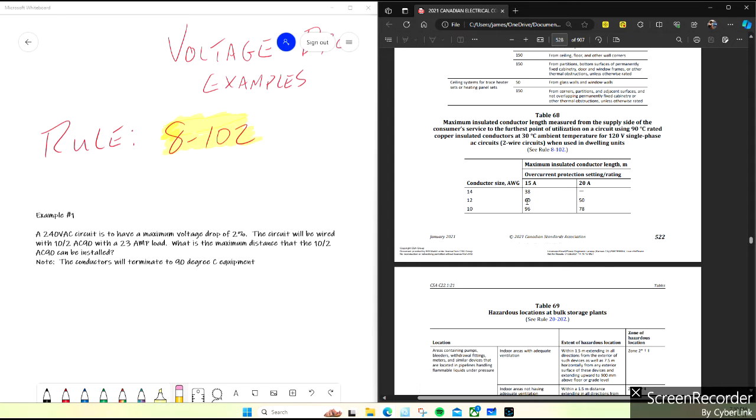Using number 12, go 60 meters. Number 10, 96. If your overcurrent protection is 20 amp, well, you're not going to have a selection for 14 because you're not allowed to put a 20 amp breaker on a 14 gauge wire, according to 14-104. But if you are using number 12, you can go 50 meters, and if you're using number 10, you can go 78 meters on a 20 amp protected circuit.